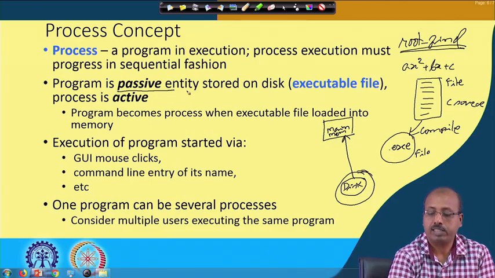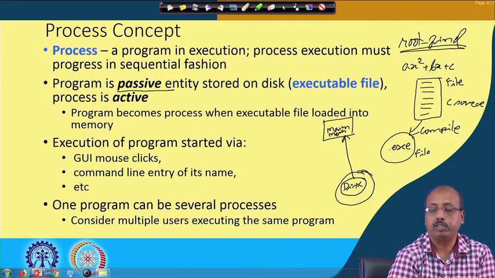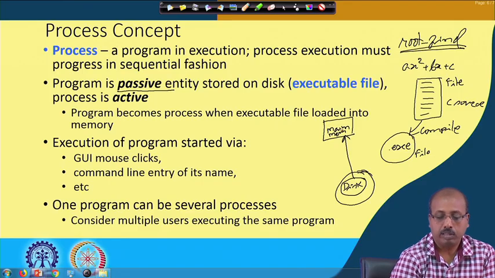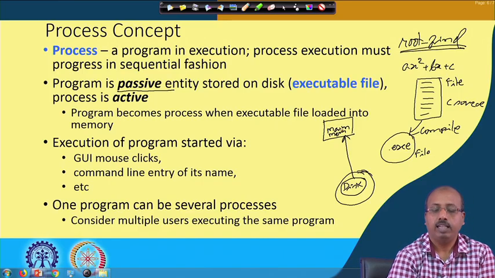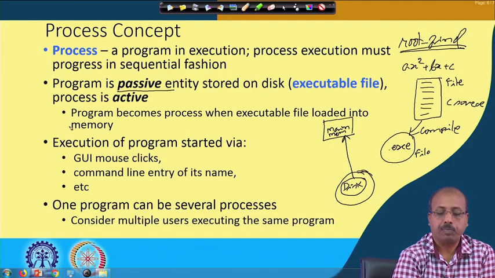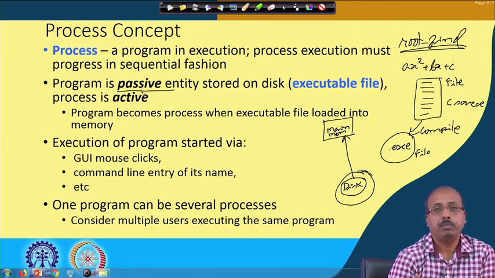But the process, when the program has been loaded into the main memory, now the program can be executed. So, it can really find the roots of some quadratic equation now; it will read the values of a, b, c and find the roots. So, this program becomes process when the executable file is loaded into memory. This is the difference between program and process. Program is a passive entity, process is an active entity.